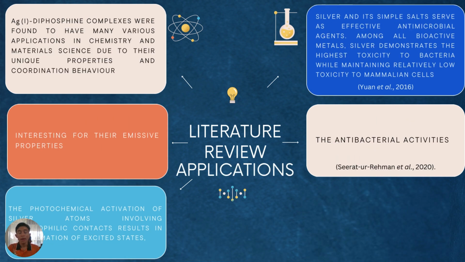So, what is the application of the silver(I) complexes? Silver(I) complexes, especially diphosphine ligands, were found to have many various applications in chemistry and material science due to their unique properties and coordination behavior. They are also of interest for their emissive properties, where the complexes have a photochemical activation of the atoms involving argentophilic contacts resulting in the formation of excited states. And the second one, it also can act as an antimicrobial agent.